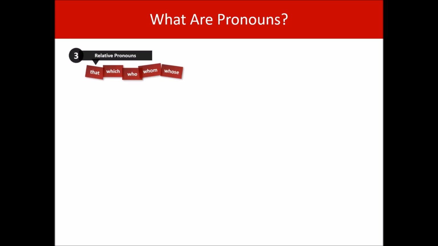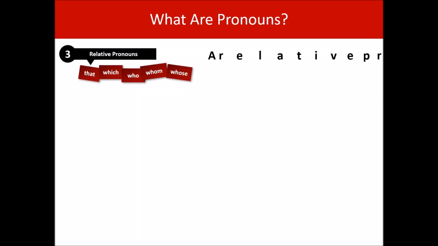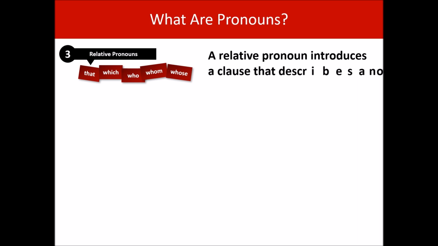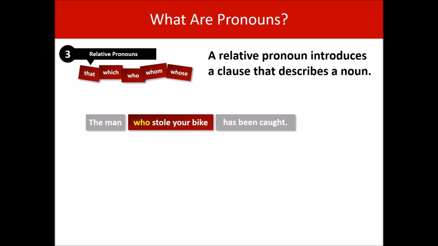Number 3, relative pronouns. Examples are that, which, who, whom, and whose. A relative pronoun introduces a clause that describes a noun. Here is an example. The man who stole your bike has been caught. So this is our relative pronoun. This is our noun that's been described, the man.